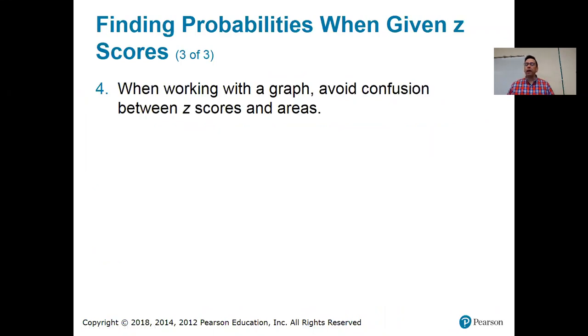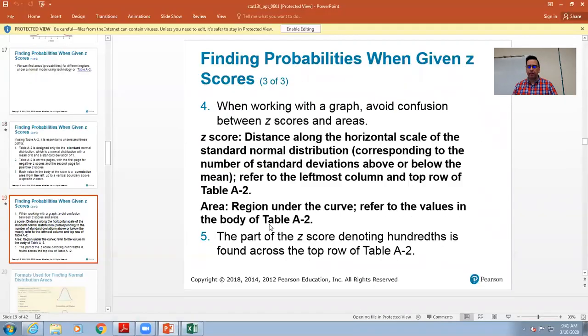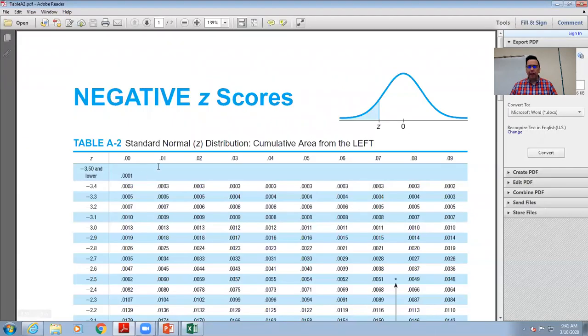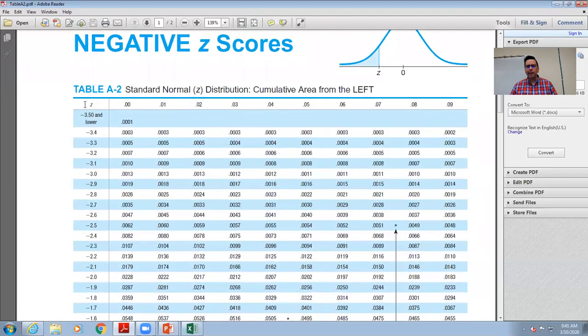All right, when working with a graph, avoid confusion between z-scores and areas. Let me bring this thing back again. The z-scores are listed in this left column. Actually, it gives you part of the z-score there and then the hundredths place.